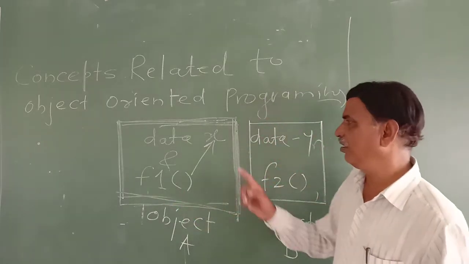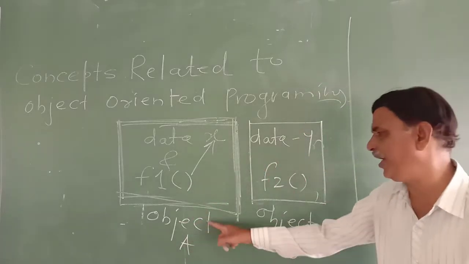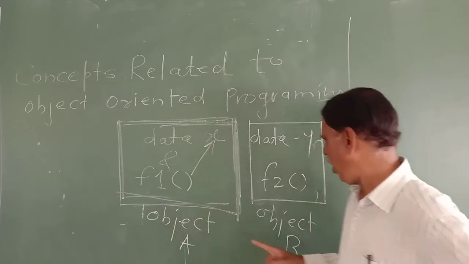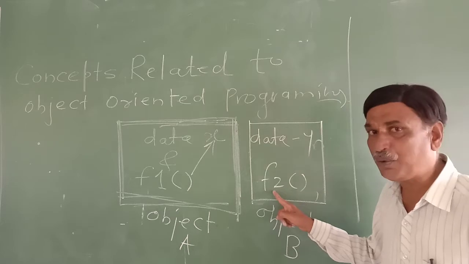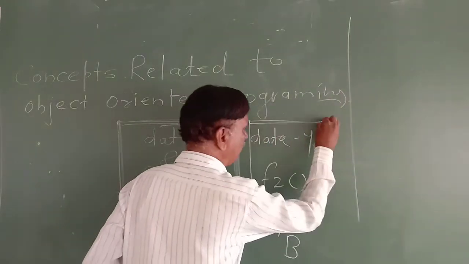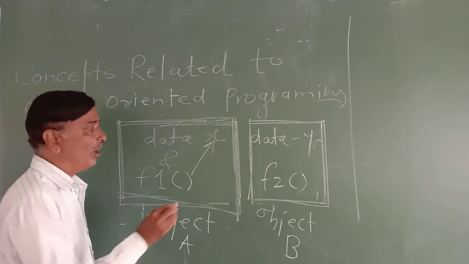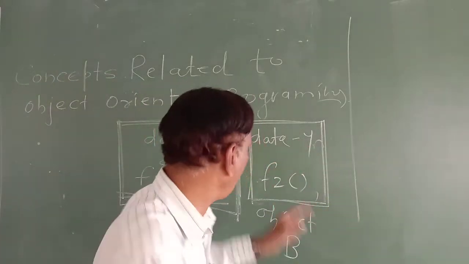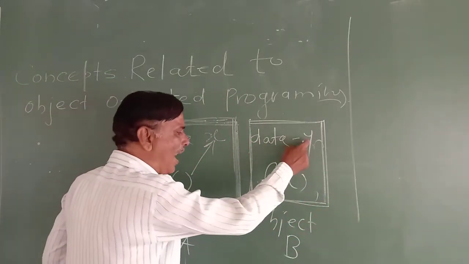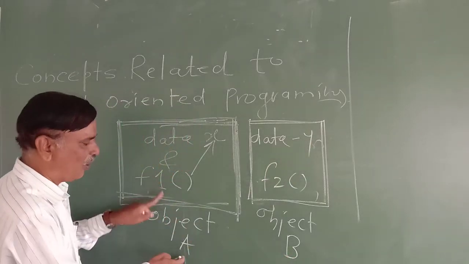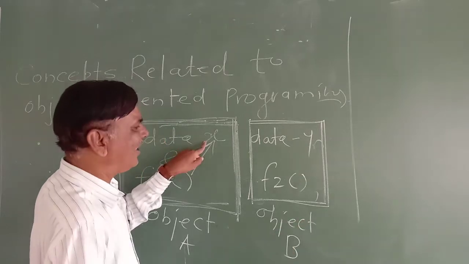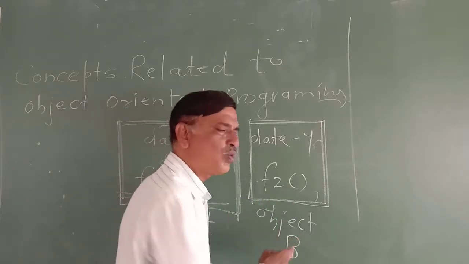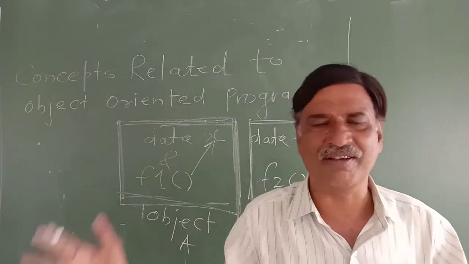Now let us suppose we have created two objects, object A and object B. Object A has data x and function f1. Object B has data y and function f2. Now you see, this is also binding, this is also binding. Now f1 cannot access y. The data y cannot be processed by f1 because data y belongs to object B, whereas function f1 belongs to A. Similarly, data x cannot be accessed by function f2 because data x belongs to object A and f2 belongs to object B. Thus, data is secure.